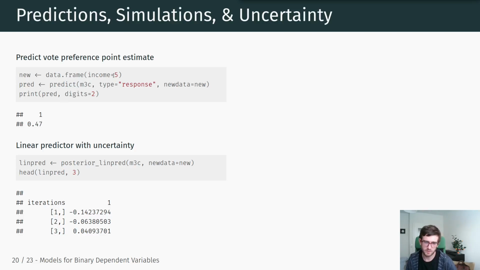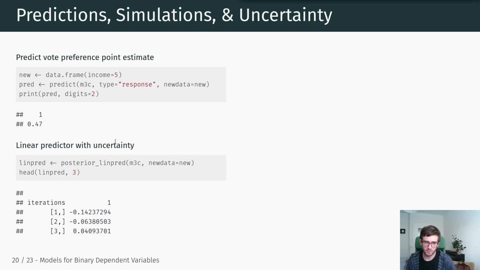Here our new data frame consists of just one observation, with income being equal to 5. If we use our predict function with our model object, we can directly compute a predicted probability of observing a 1 for that specific income level. Just note here that we have to include the option type equal to response. If we don't include this option, then this will not be a predicted probability, but it will actually be the prediction in terms of the linear predictor, so basically before plugging it into our link function. Okay.